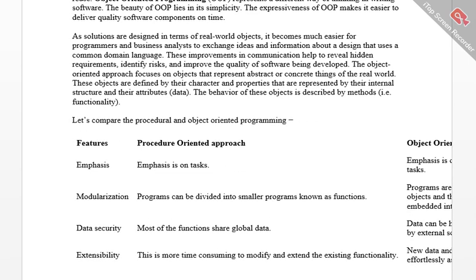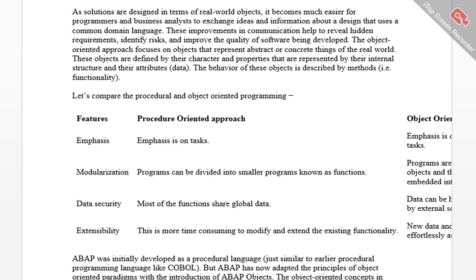Features. In the procedure-oriented approach, emphasis is on task. Modularization: programs can be divided into smaller programs known as functions. Data security: most of the functions share global data in the procedure-oriented approach. Extensibility: it is more time-consuming to modify and extend the existing functionality.